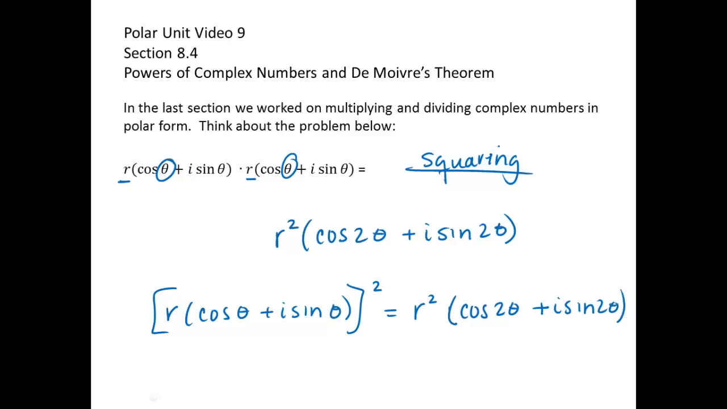To write that in our r cis, or the shorthand, if I had r cis theta squared, I would have r squared cis 2 theta. These are exactly the same thing. I'm just writing it in shorthand here in the second line.